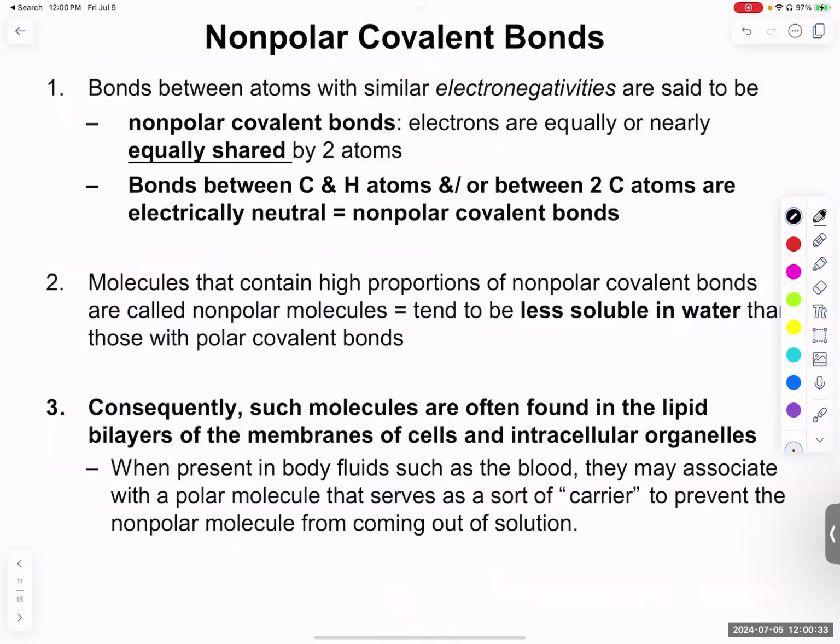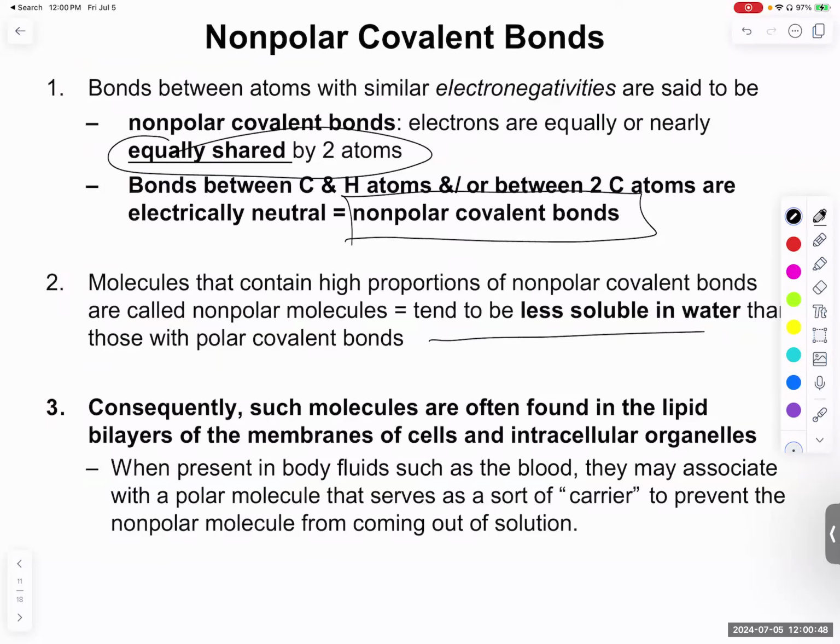Okay, so nonpolar, everything's equally shared. Electrons, protons equally shared. So it's a nonpolar covalently bonded molecule. And the take home here is they are not soluble in water. Think about this. Nonpolar tends to be things like oils, fats. Those are nonpolar. Polar is like water. Now, anyone that's tried to mix oils or fats and water realizes it doesn't mix, right?